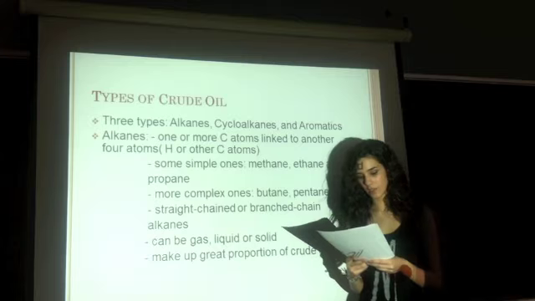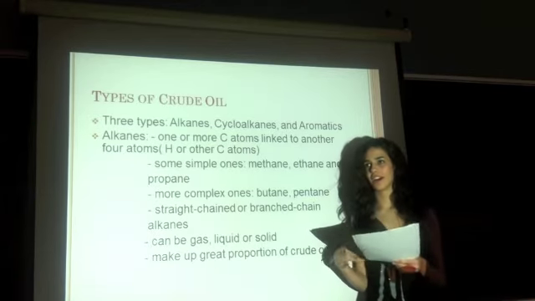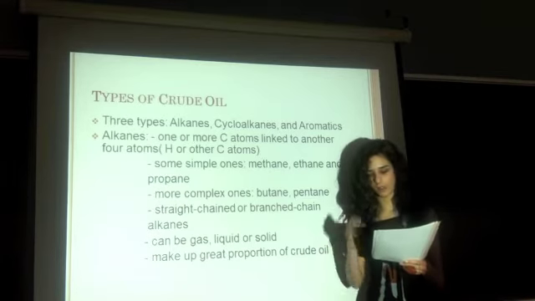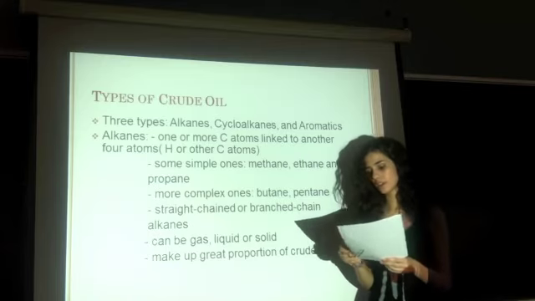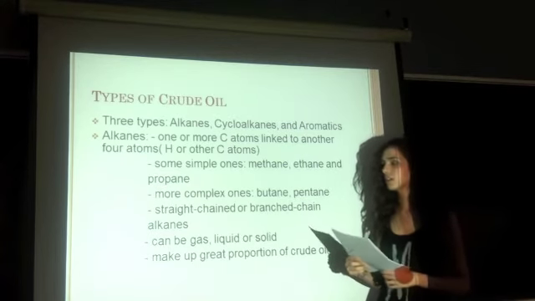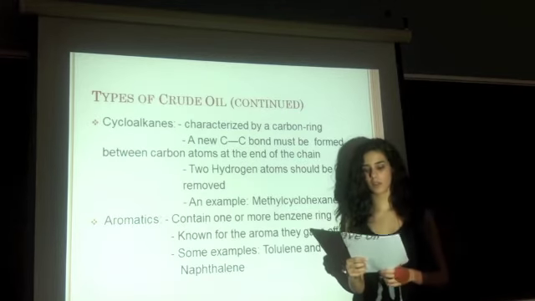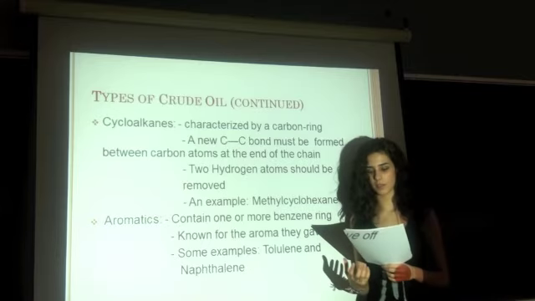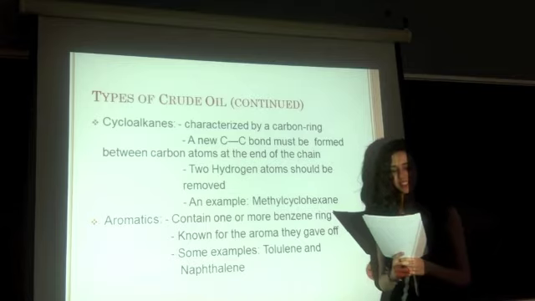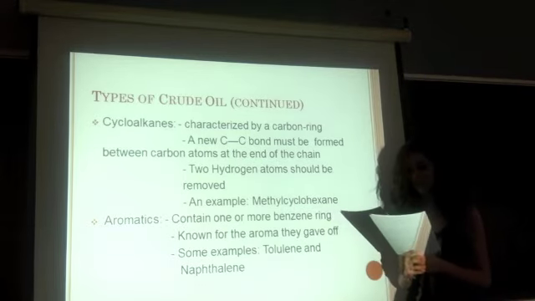The formations in which the carbon atoms are arranged are categorized into different groups, which are straight chains and branched chains. Cycloalkanes, on the next slide, are a group of hydrocarbons characterized by a ring of carbon atoms, and one of the most common cycloalkanes is methylcyclohexane.